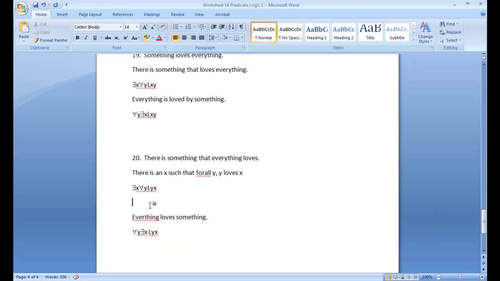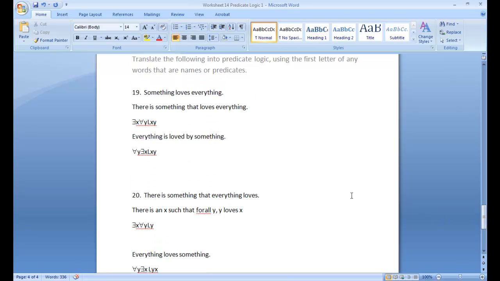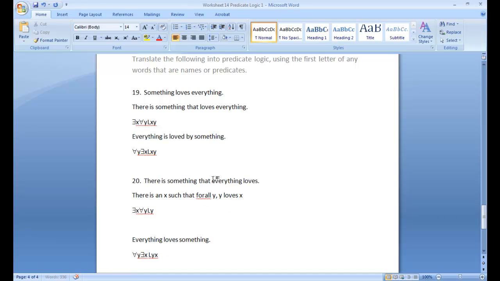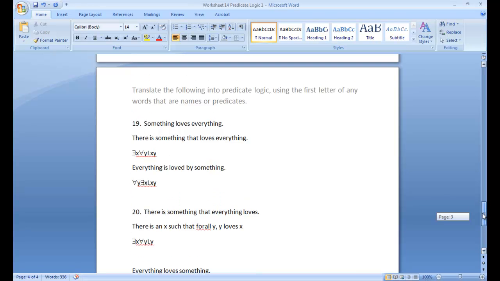Okay, so again, we have this interesting relationship. There is something that everything loves. The first one tells us that there is an x, there is some one thing that everyone loves. There is something that is loved by everything. But for all y, there exists an x such that y loves x is just telling us that everything has something that it loves. And again, it doesn't have to be the same thing in each case. So these are tricky. They're really worth working on, trying to understand, because it gives you a real sense of just how subtle and expressive these quantifiers can be.